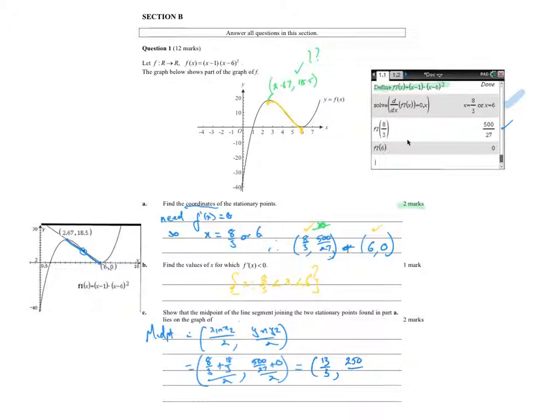250 on 27. Now what we need to do is show that the point 13 on 3 is in fact on the line. So if we work out f of 13 on 3, that is in fact equal to 250 on 27, and therefore it lies on the graph.